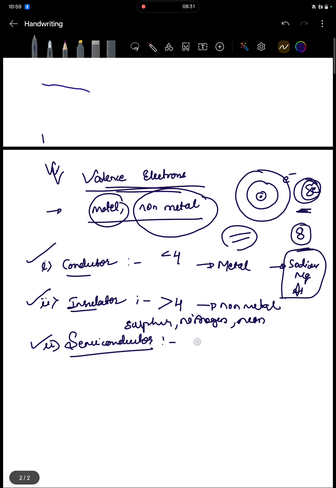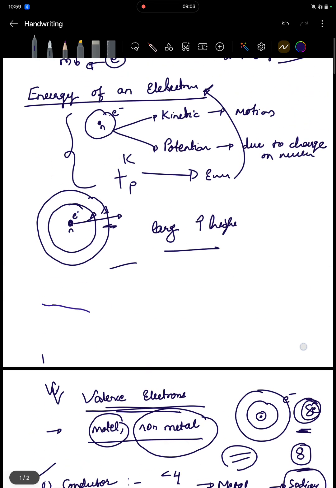And what about the semiconductor? If the valence electrons of an atom are exactly equal to 4, that means exactly half of the maximum 8 electrons, then those materials do not exhibit metal or non-metal properties. Those usually are semiconductors. Those are carbon, silicon and germanium. This is about the valence electrons.